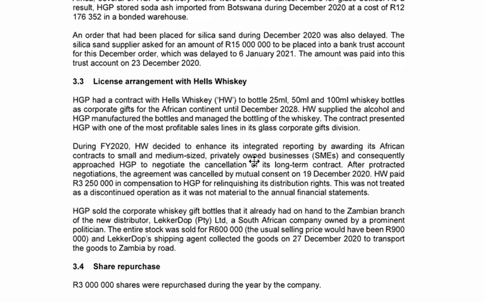During financial year 2020, HW decided to enhance its integrated reporting by awarding its African contracts to small and medium-sized and privately owned businesses, SMEs, and consequently approached HGP to negotiate the cancellation of its long-term contract. After protracted negotiations, the agreement was cancelled by mutual consent on 19 December 2020. HW paid 3.25 million to HGP in relinquishing its distribution rights. This was not treated as a discontinued op, as it was not material to its annual financial statements.